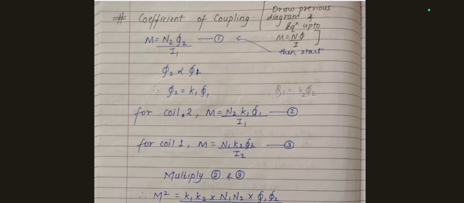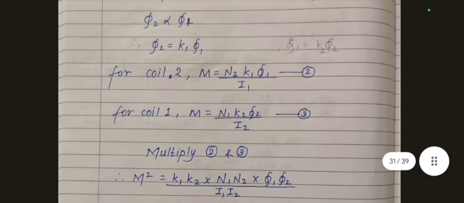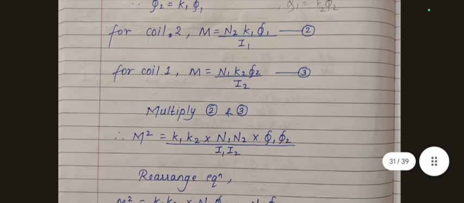So this I have written for coil number 2, as the number of turns is N2. And if I take N1, and K2 Phi2 is there and I2 is there, as the number of turns is N1, this will be the mutual inductance for coil 1. So for both coil 2 and coil 1 you have to write the same equation like this, and the very important step, you have to now multiply these 2 and 3 equations. What will you get? M square is equal to K1 into K2, N1 into N2, Phi1 into Phi2 upon I1 into I2.